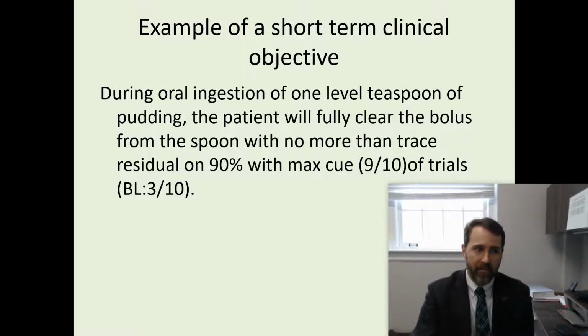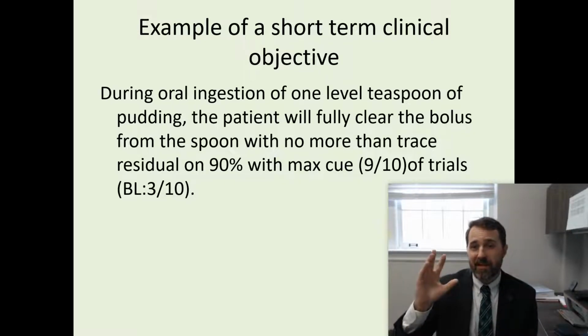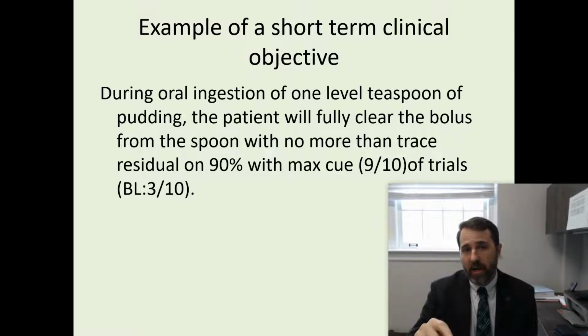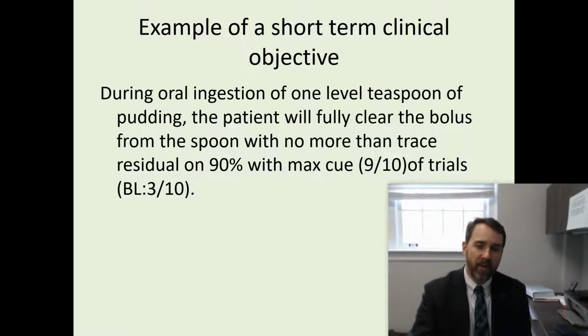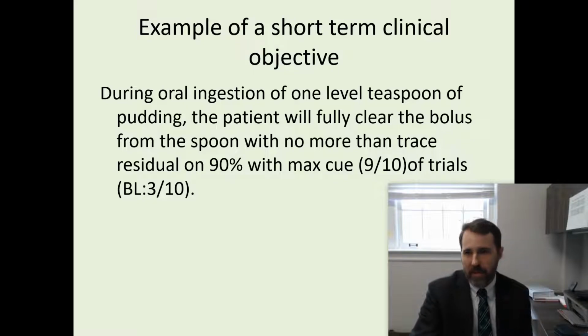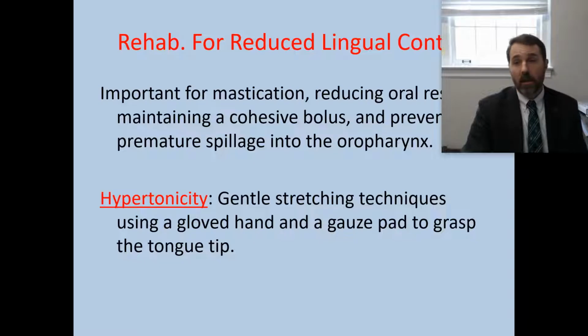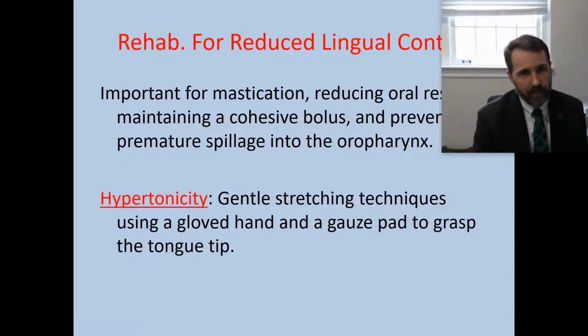The baseline of 3. So you're not measuring, are they completing the exercises, although you could do that as well, but what is the functional outcome of the exercises? Are you able to show that they're able to take food off of the spoon more effectively as the result of your labial exercises? All right, now let's get into reduced lingual control, rehab for that.